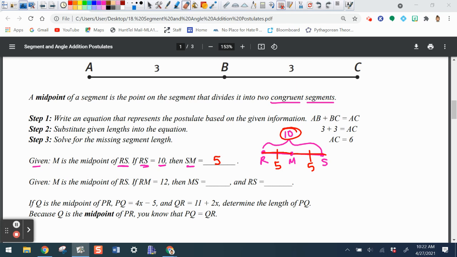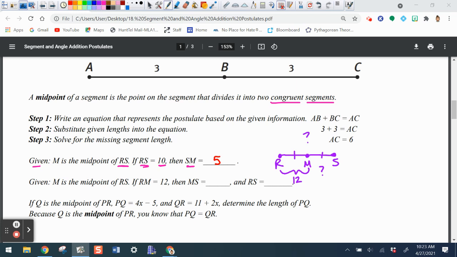Likewise, let's take a look at our next example. M is the midpoint of RS. We've already established that, so I'll just draw that again. M is the midpoint of RS. And if RM is 12, notice there's a slight change in the information given. RM is 12, then MS is what, and RS is what? So we have two question marks here.